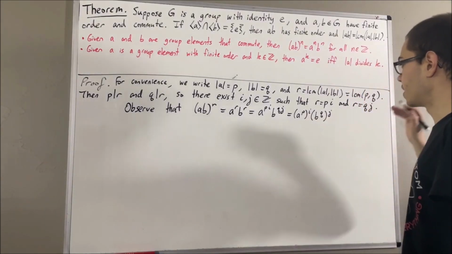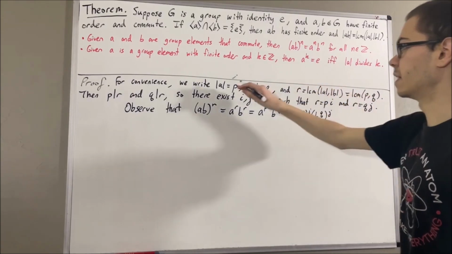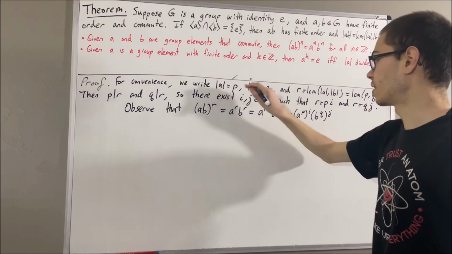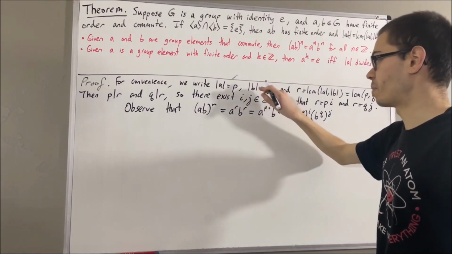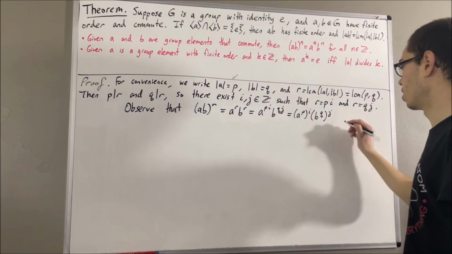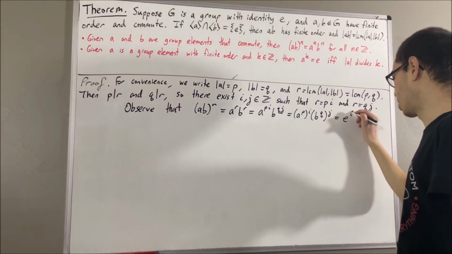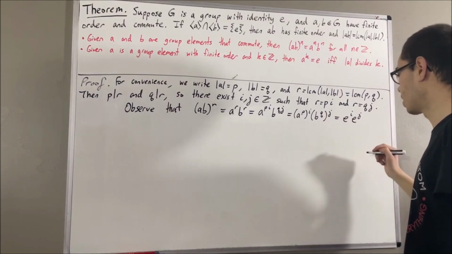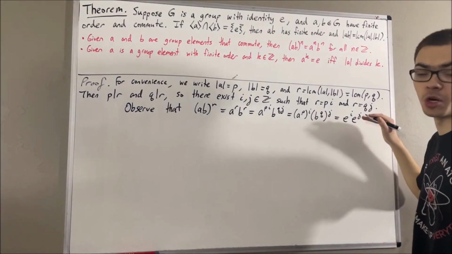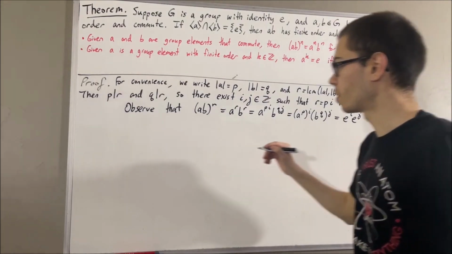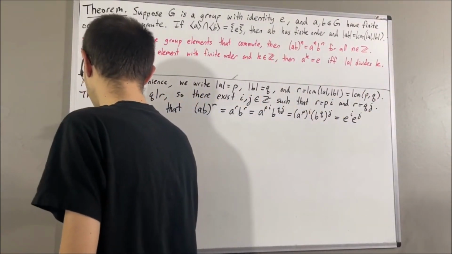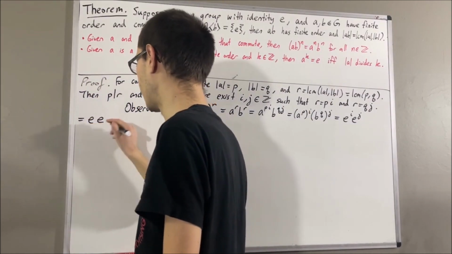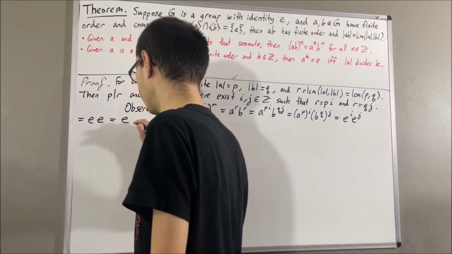But then, since the order of A is equal to P, we have that A^P is equal to the identity. And since the order of B is equal to Q, we have that B^Q is equal to the identity. So this is just equal to the identity to the power of I times the identity to the power of J. But the identity to the power of any integer is equal to the identity. So this is just equal to the identity times the identity, and by definition of the identity element, the identity times the identity is equal to the identity.